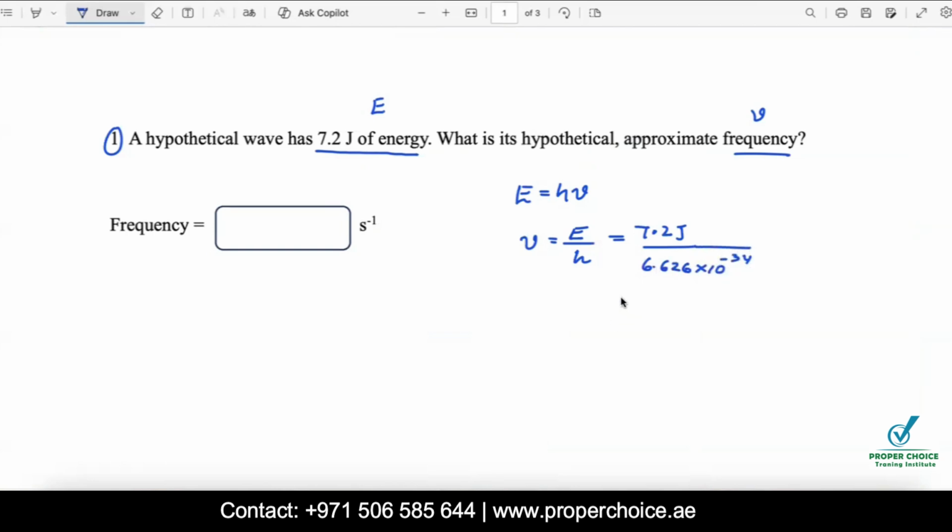If you put it in the calculator, you'll get 1.08 times 10 to the power 34 per second. Frequency is measured in per seconds, or it can also be measured in hertz. Whichever unit is available is fine. So 1.08 times 10 to the power 34 per second is the frequency of the light we are talking about here.